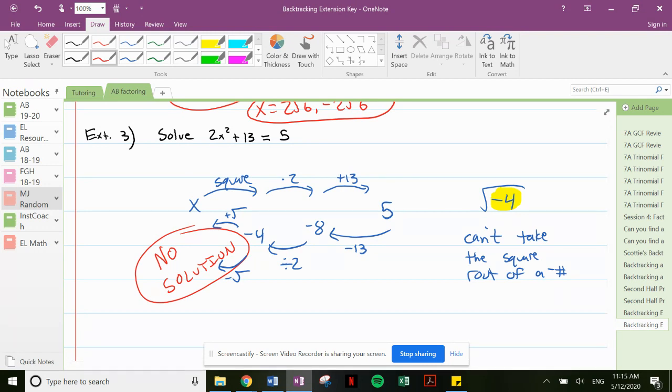So that's our extension. I'm going to give you 3 or 4 practice problems that involve these concepts, as well as just going a little bit further with the idea of backtracking, maybe a couple extra steps.